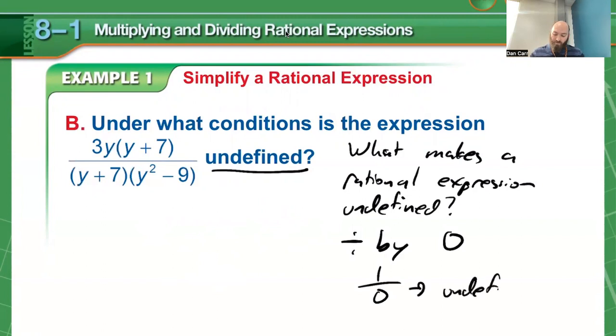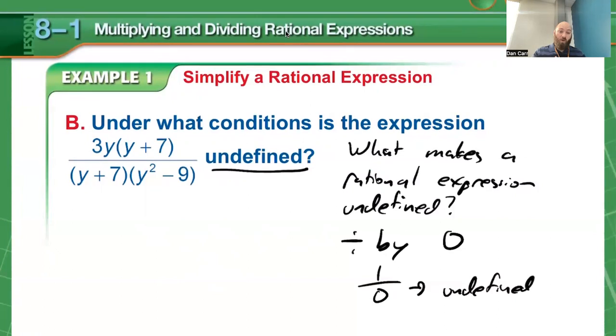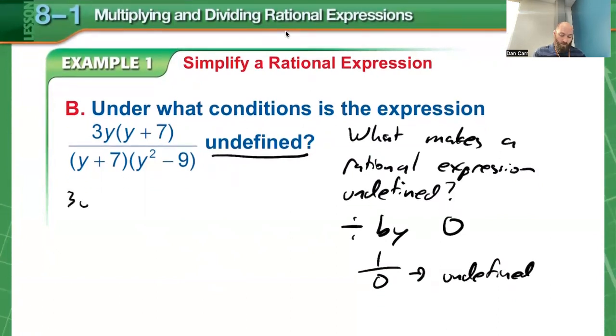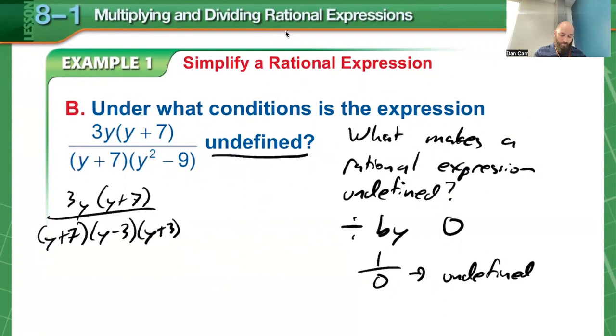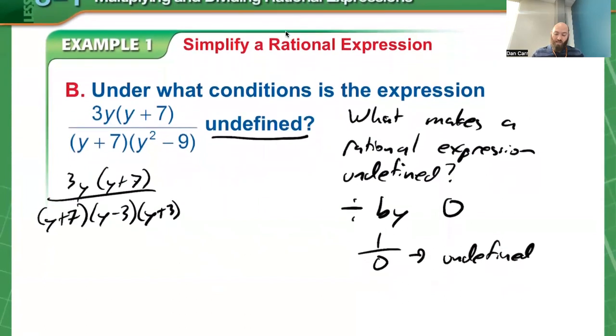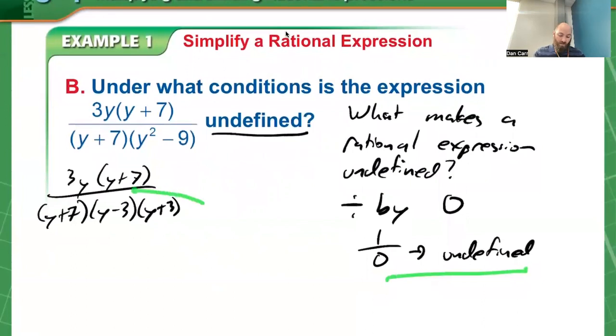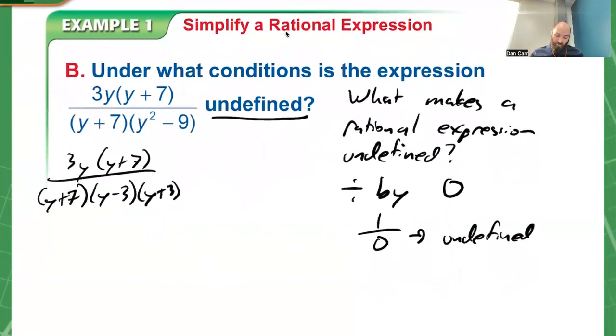So in our scenario here, I'm going to rewrite it in its factored form. We have 3y, y plus 7, y plus 7, y minus 3, and y plus 3. Our focus is to create this right here. If it's undefined, it's based on these 3. What creates our undefined is whenever the denominator equals 0. That's our concern. So that's what gives us our undefined ideas.